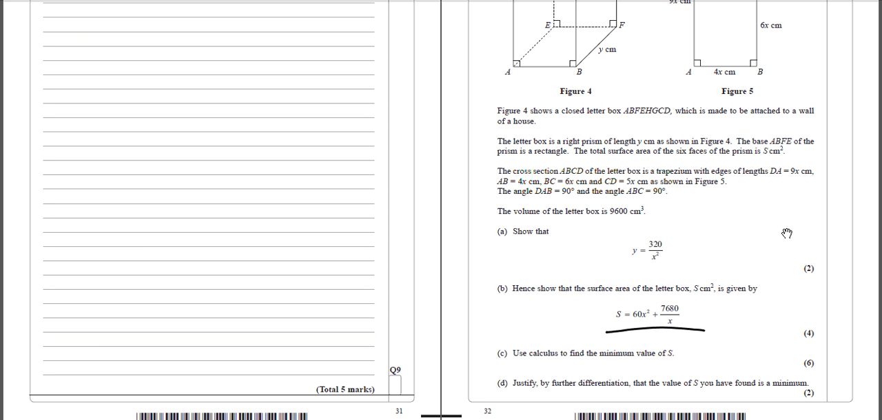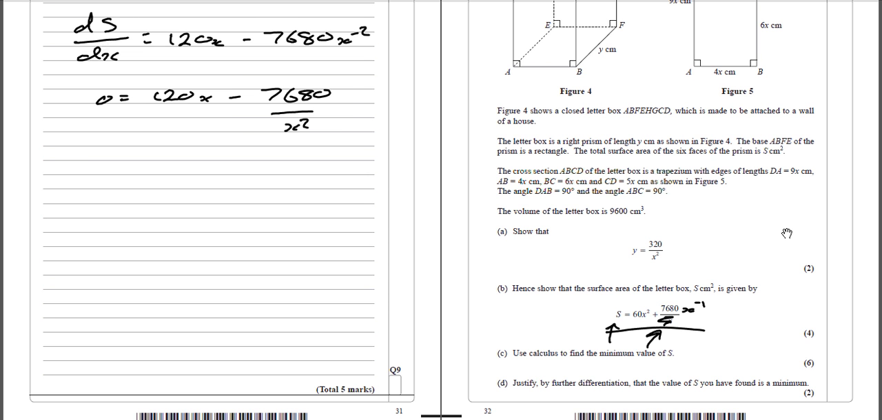Use calculus to find the minimum in exactly the same way as the past two questions. We do ds by dx because we're differentiating s, and x is the variable here. So if we make that x to the minus 1, that's going to give us 120x minus 7,680 x to the minus 2. Once we've done that, we set it equal to 0. So 0 equals 120x minus 7,680 over x squared. Bring that to the other side, and bring the x squared up. So 7,680 equals 120x cubed, and x cubed equals 7,680 divided by 120, which is 64. That's nicer. Then x equals 4.